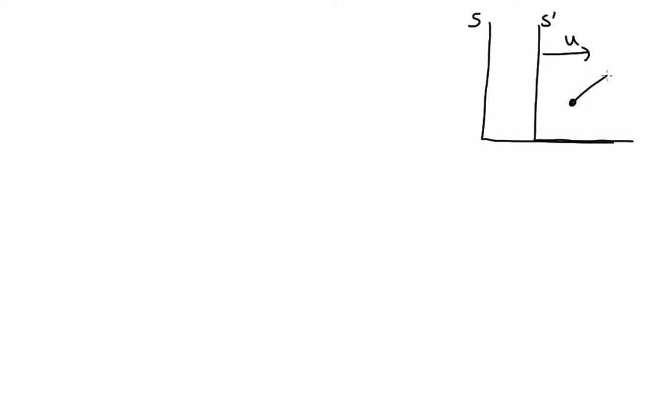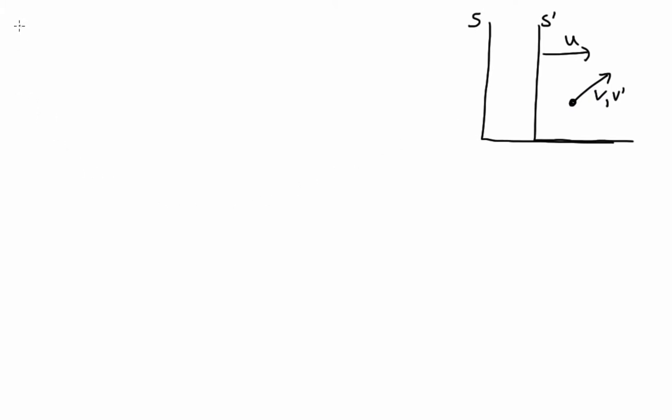So as always, we've got two reference frames. We've got our unprimed reference frame, which in this case will be the reference frame of the Earth, but let's call it S. And then we've got a primed reference frame here. The primed reference frame S prime is moving at some speed u relative to the unprimed frame, and then we've got some object moving with some velocity v in the unprimed frame. In the primed frame, it's going to have some other velocity v prime.